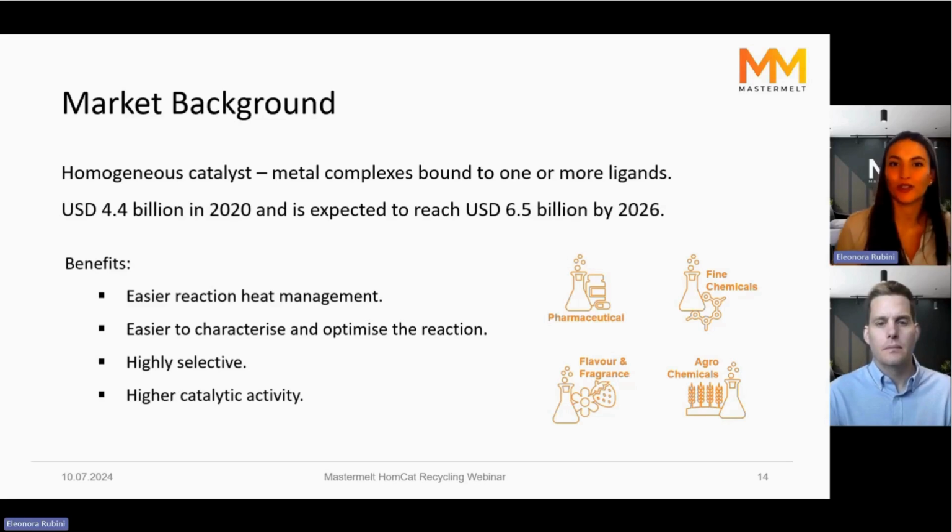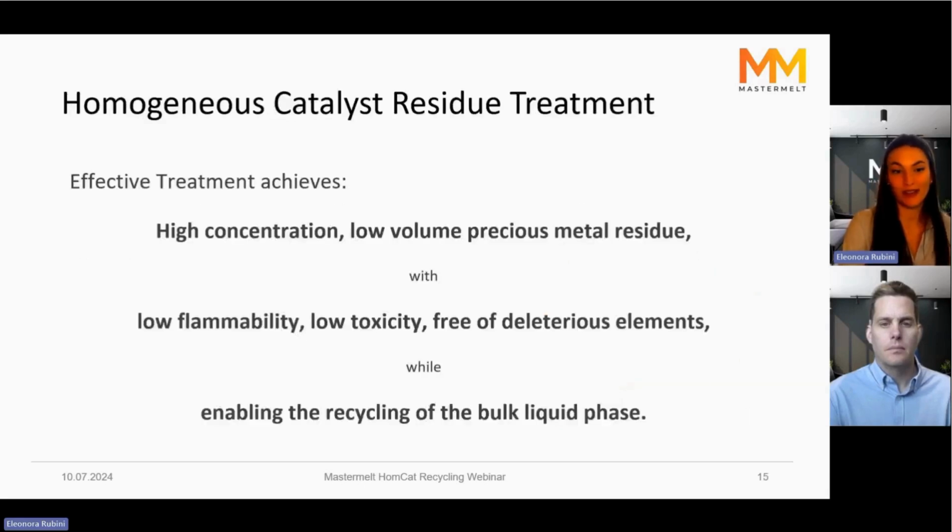low ppm concentration solutions when we're talking about homogeneous catalysts, because it is very, very high volumes and very low concentrations of the catalyst inside. There's a lot of solvents, a lot of water as well, sometimes to avoid flammability. And this is what we're trying to work on for the recovery. There's a couple of points. We're trying to achieve high concentration of precious metal, low volume of residue with low flammability, low toxicity, and free of deleterious elements. And only with these characteristics will we achieve the best recovery rates.